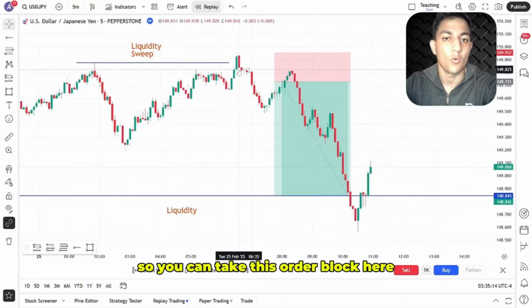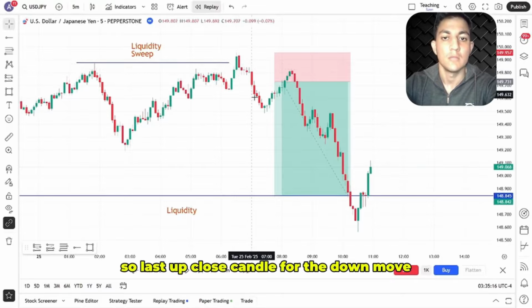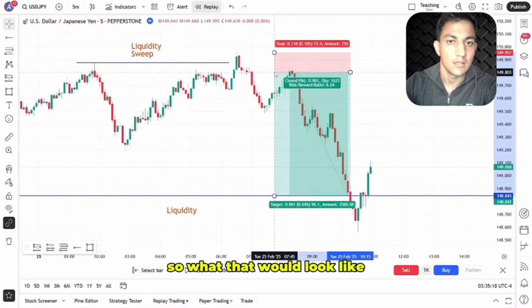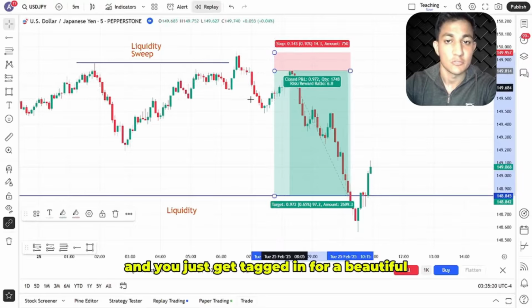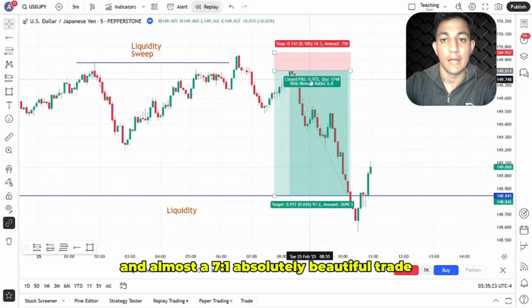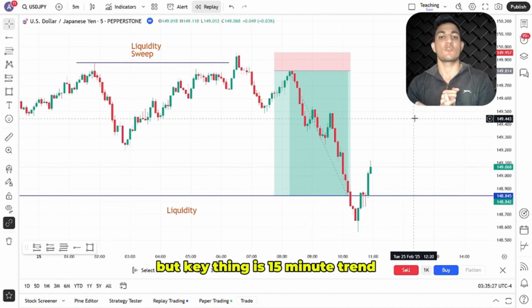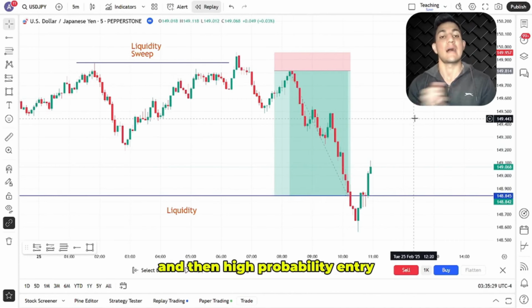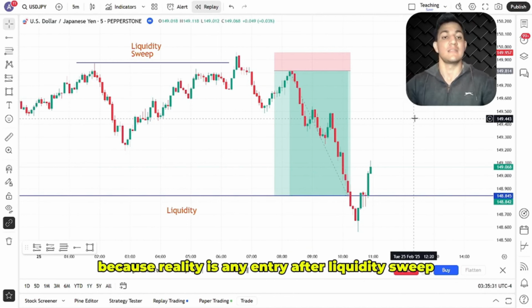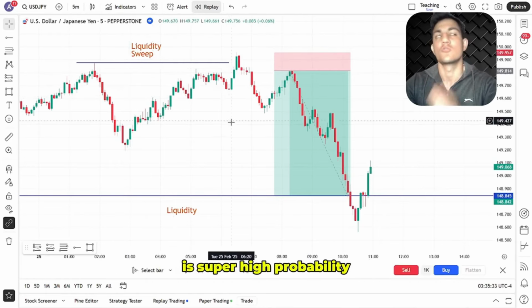So you can take this order block here, the last up close candle before the down move. What that would look like is you'd have your entry like that, and you just get tagged in for almost a 7-to-1, absolutely beautiful trade. But the key thing is 15-minute trend, 15-minute liquidity sweep, and then a high probability entry, because the reality is any entry after a liquidity sweep is super high probability.